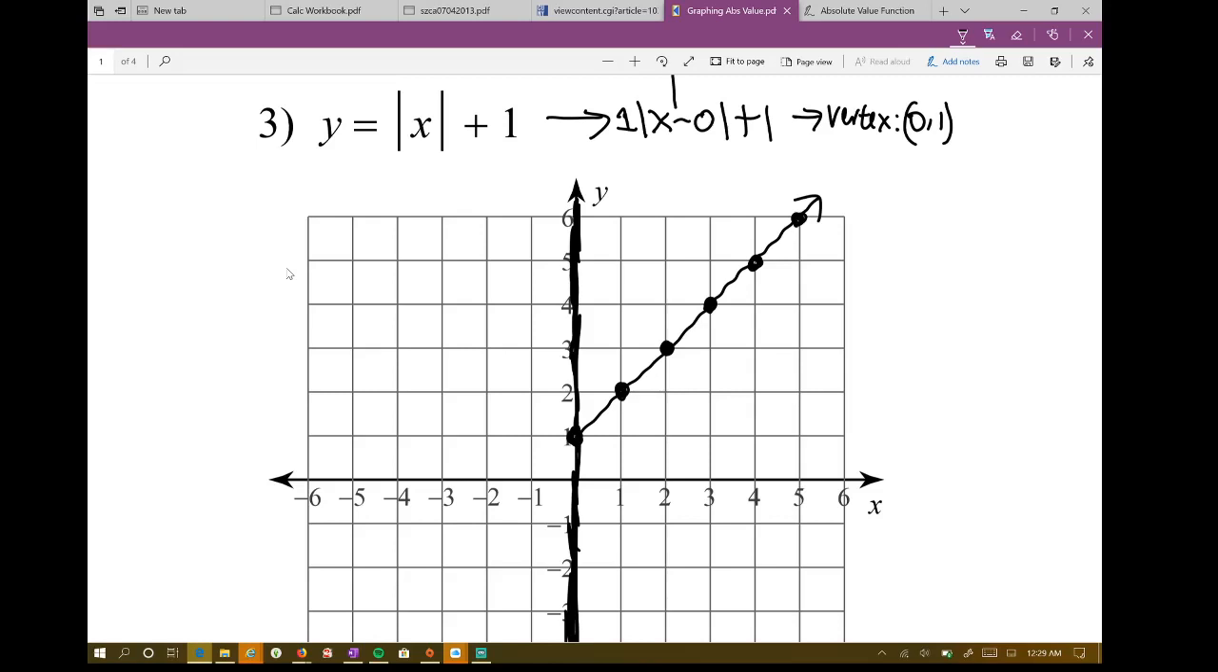So we have 1, 1, and then 1, 2, 1, 2, and then 1, 2, 3, 1, 2, 3, and then 1, 2, 3, 4, 1, 2, 3, 4. And then 1, 2, 3, 4, 5, 1, 2, 3, 4, 5. So this part, you can go ahead and trace. And that's how you would draw the absolute value function.